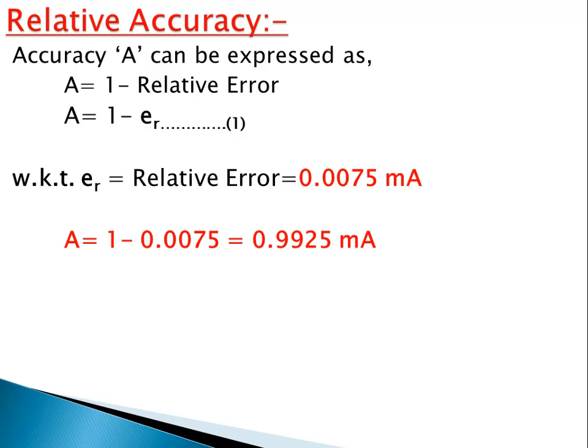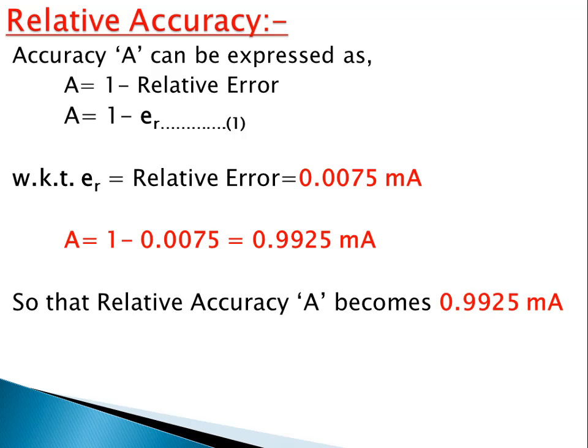Now after calculation, accuracy or relative accuracy A is equal to 0.9925. So relative accuracy capital A becomes 0.9925. This is how we can find the value for relative accuracy in the given problem.